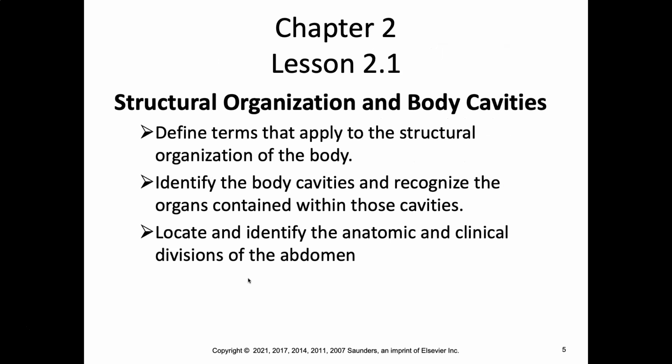You may find it helpful to follow along in your textbook as I go through some of these things, so please go ahead and pull it out and take a look at chapter 2.